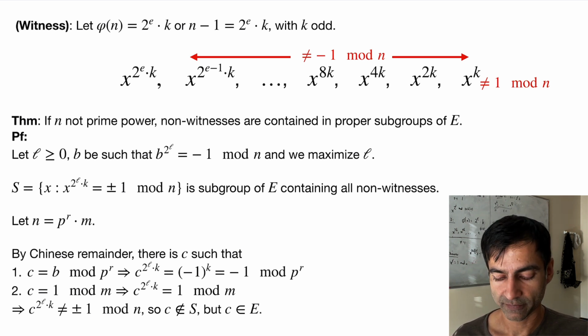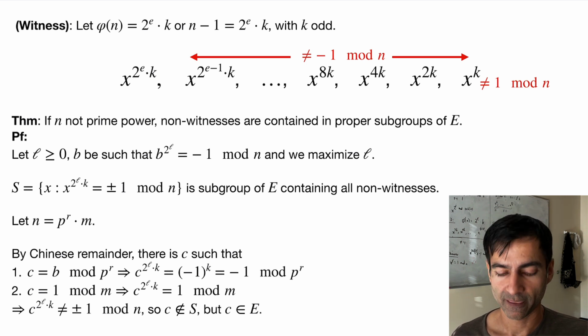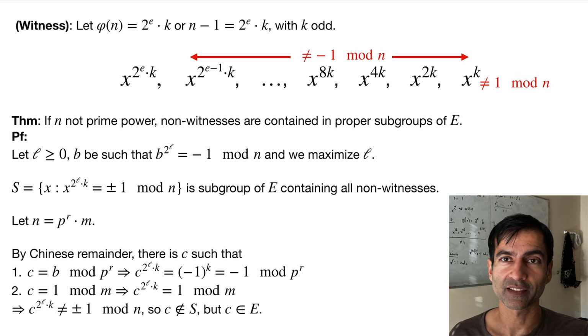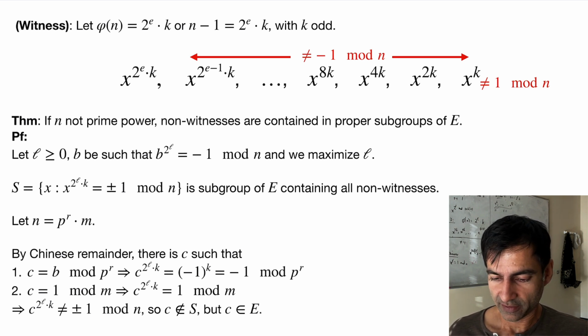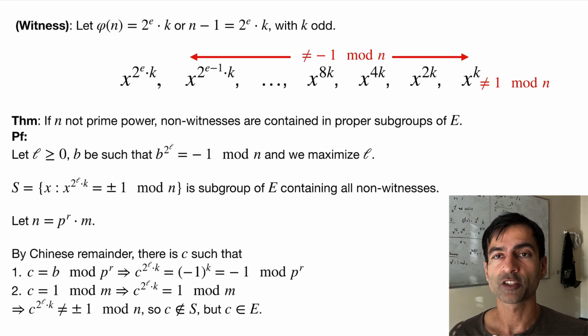Okay. But C does belong to E. Okay, C does belong to E because if you raise it to a large enough power, you get 1 modulo n. All right. So we found the subgroup that contains all the non-witnesses but is not equal to E.